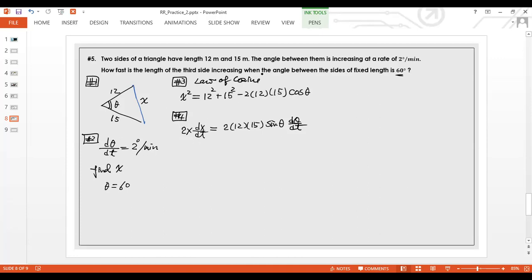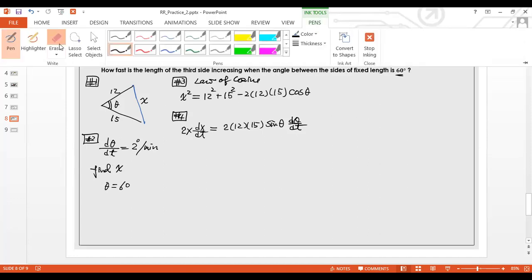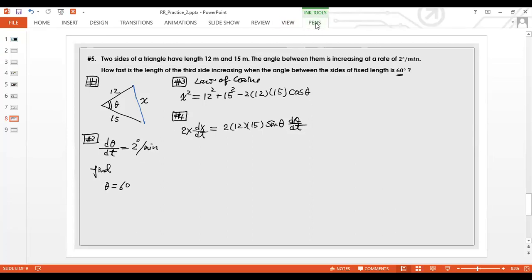So what do we want to find? How fast is the length, the dx/dt? Okay, so we did not write this one. We don't want to find the length of that. We want to find how fast. So we want to find dx/dt here. Okay, so now I'm going to find dx/dt. So dx/dt will be divided by 2x. And this is 30 times 12. So it's 420, right? 30 times 12.